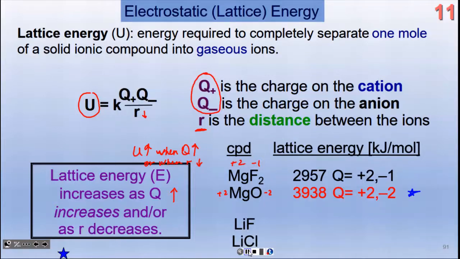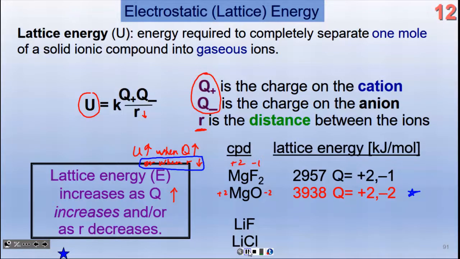Okay, so another comparison. Lithium with fluoride and lithium with chloride. Comparing those two, the charges are both single plus and single minus in each case. But what about the lattice energies and how does that fit? So the charges are all the same. It's not going to be a difference in the charges, but it's going to have to do with the distance between the ions. And so which ion is bigger? The fluoride ion or the chloride ion?